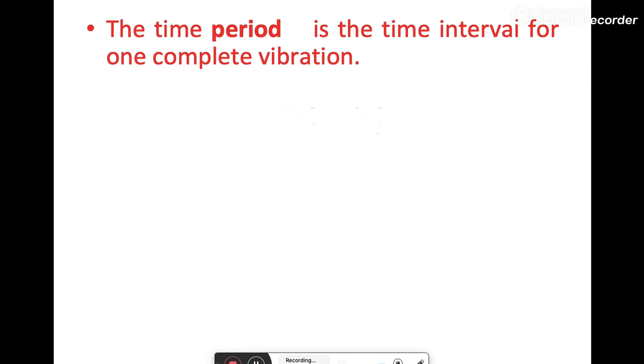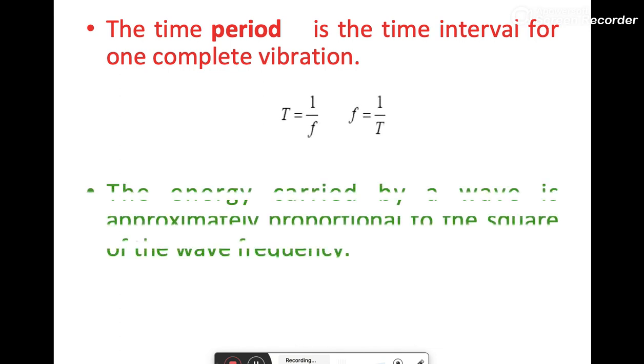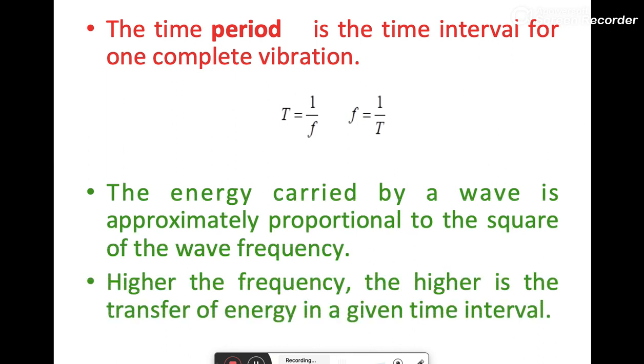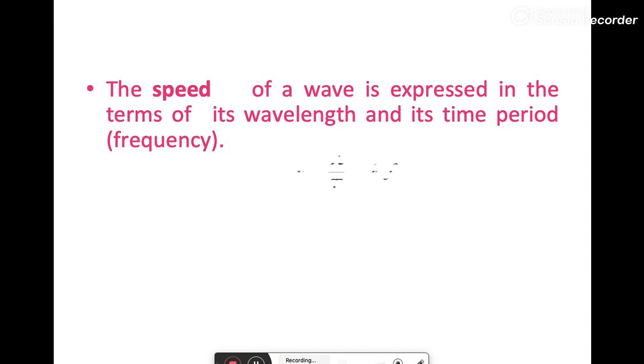Now, next is time period. The time period is the time interval for one complete vibration. It is expressed as T, time period, is equal to 1 upon frequency, or f is equal to 1 upon T. One important thing is that the energy carried by a wave is approximately proportional to the square of the wave frequency. Obviously, the higher the frequency, the higher is the transfer of energy in a given time interval.